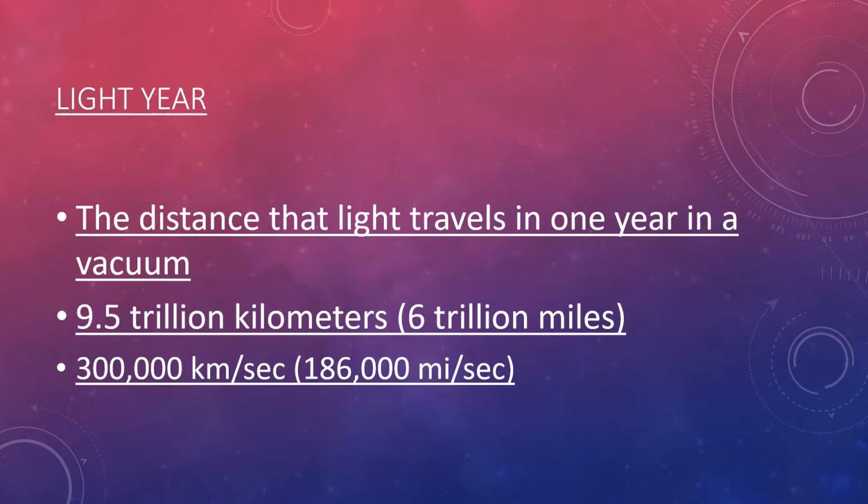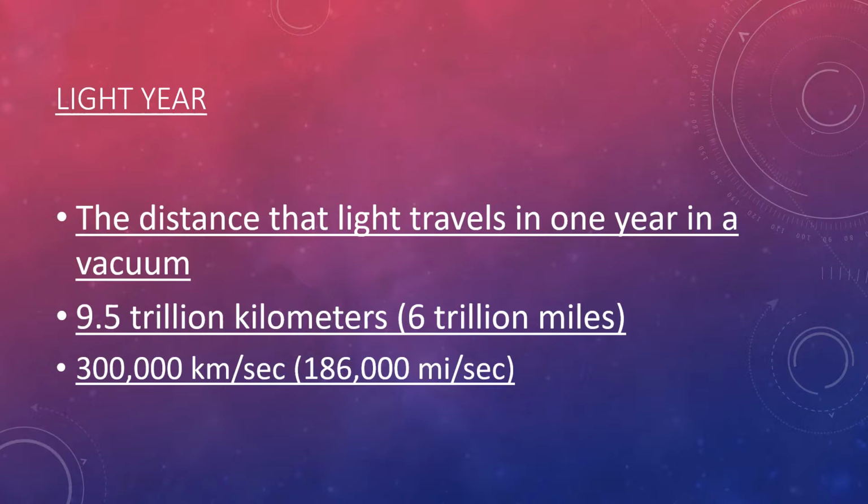But when we started measuring distances to other stars in our galaxy, astronomical units just became insanely large. And so we created a new system of measurement for looking at farther away things called the light year. A light year is the distance that light travels in 1 year in a vacuum. This is equal to 9.5 trillion kilometers or 6 trillion miles.